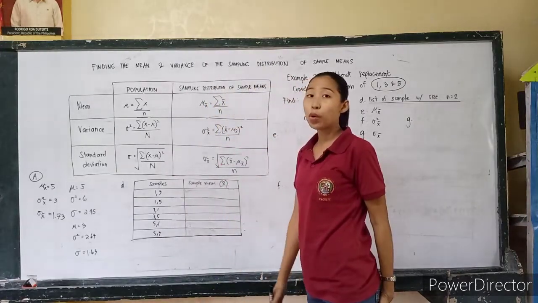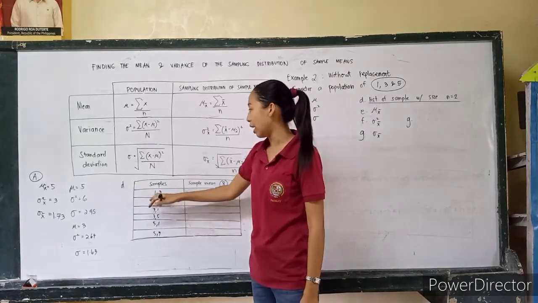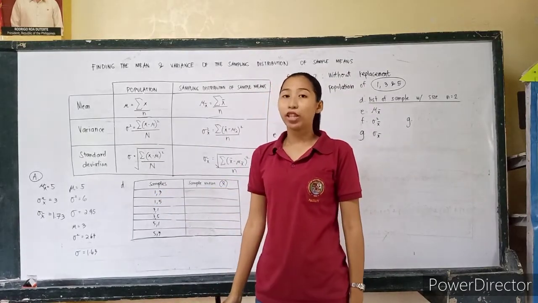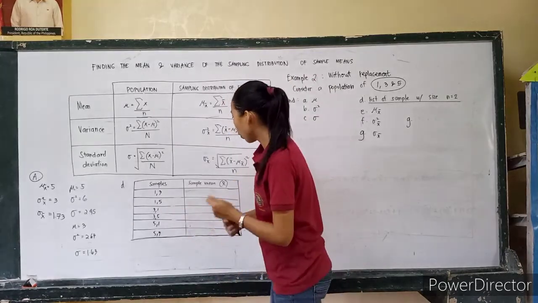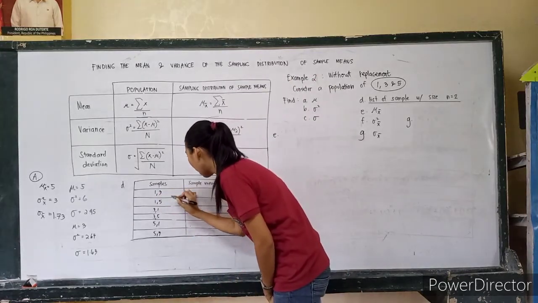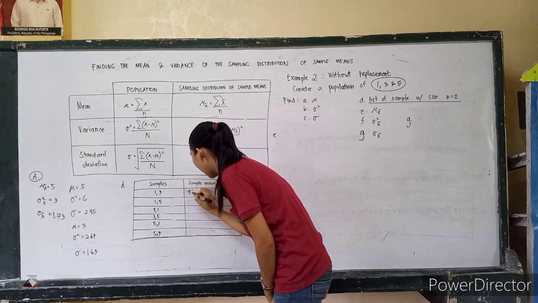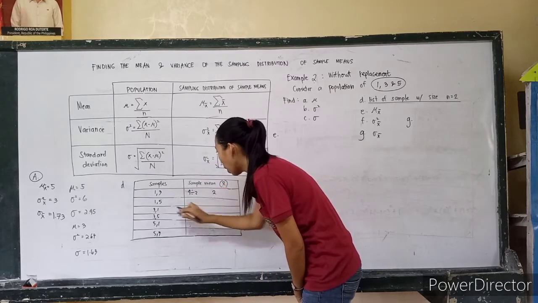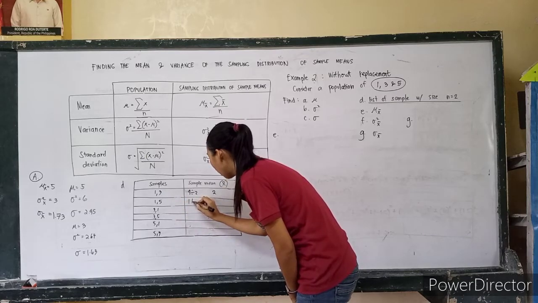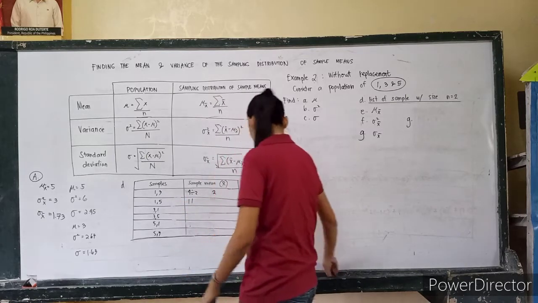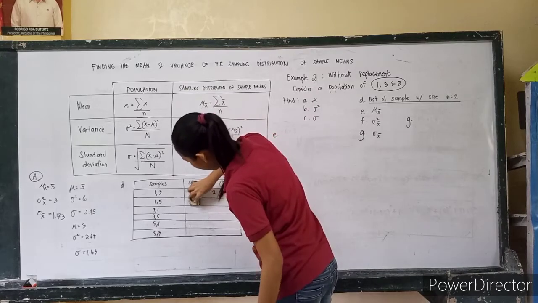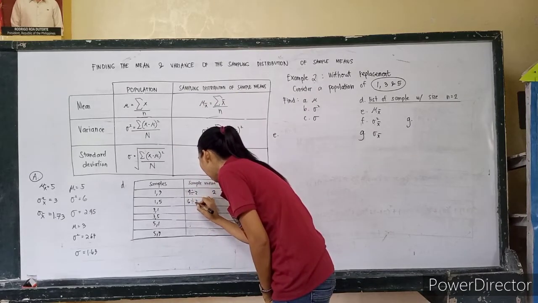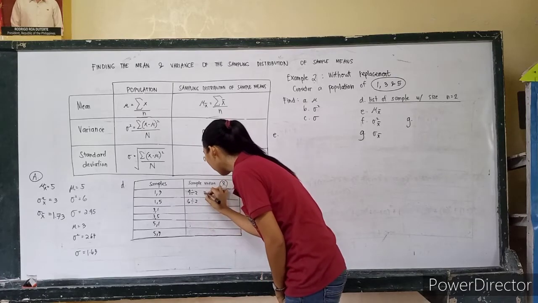After which, we are going to get the sample means. Again, add the two numbers and then divide by 2. So 1 plus 3, that is 4. Divide by 2, your sample mean is 2. Next, 1 plus 5 is 6. 6 divided by 2, that is 3.